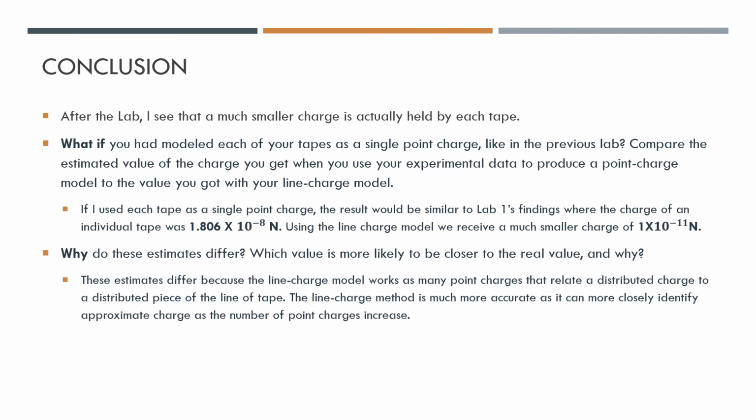Why do these estimates differ, and which value is more likely to be closer to the real value, and why? These estimates differ because the line charge model works as many point charges that relate to a charge distributed over the piece of tape, whereas the point charge model puts all the charge at the center of the piece of tape. So the line charge method is actually much more accurate, as it more closely identifies the approximate charge as the number of point charges increases. The more point charges you have, and the better the charge is distributed and located, the more accurate the representation of the charge.